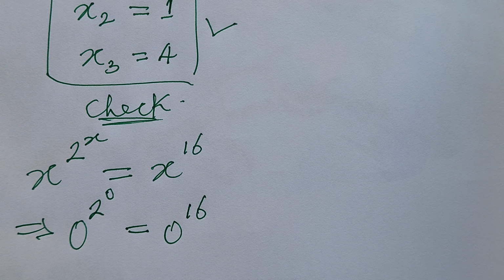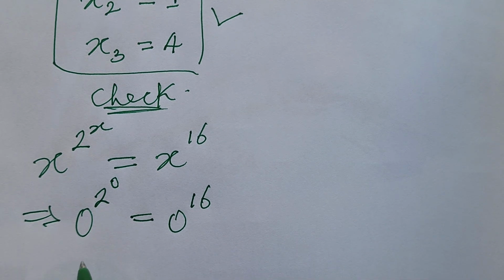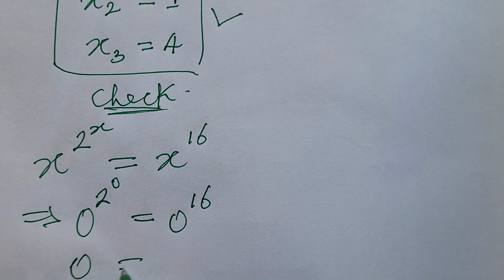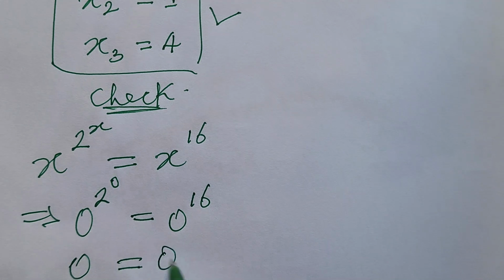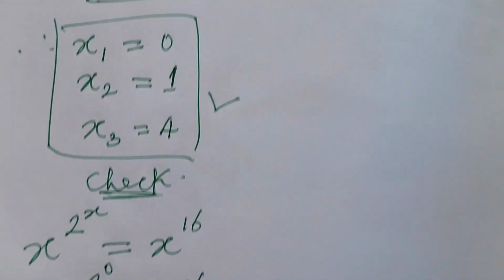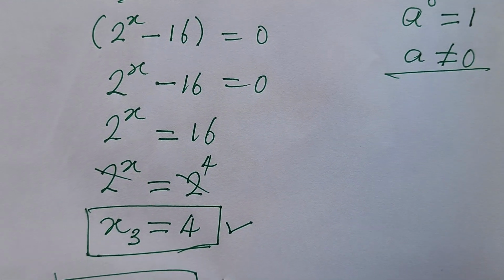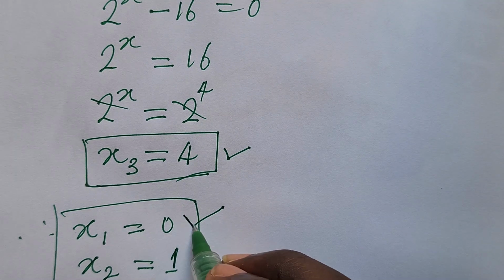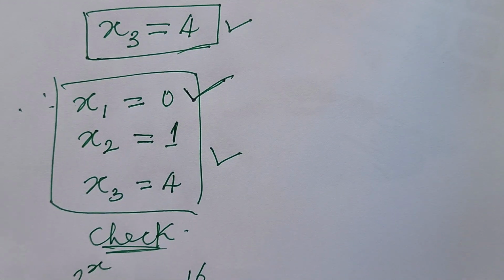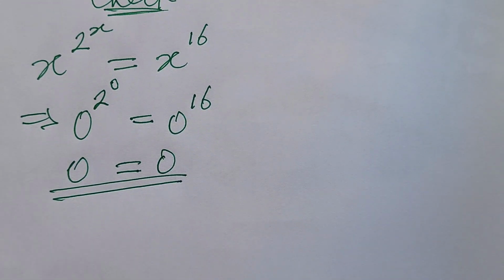So automatically 0 to the power of 1 will give us 0. So we're going to end up having 0 is equal to 0 to the power of 16, which will also give us 0. So this shows that the first root satisfies the original equation. So we're going to check for case 2, which is 1.